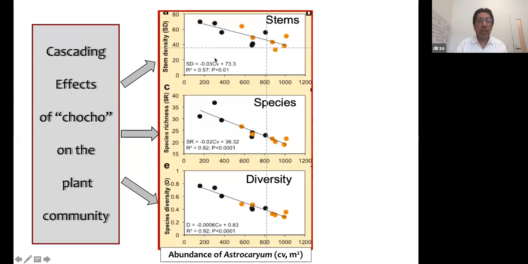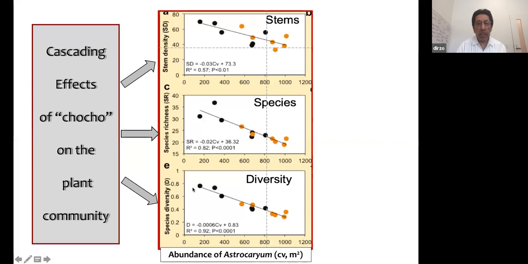In this slide, in the top panel, you can see the changes in the density of the stems of other species, independent of Chocho, as you increase the abundance of Chocho on the x-axis. As Chocho, Astrocaryum, increases, the density of stems of other species significantly declines too. In the next panel, panel C, you see that as Astrocaryum or Chocho increases, you can see a dramatic reduction in the species richness of the plants in the understory.